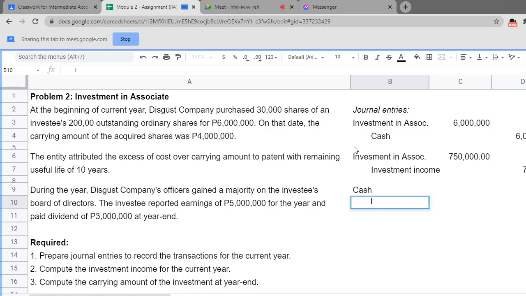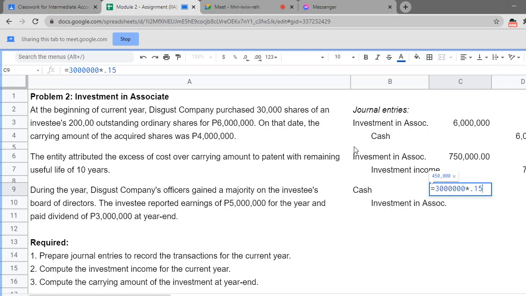And also, we received cash as a dividend. And unsa gayto ba sa dividend? Credit your investment in associate. And nag-distribute sila 3 million pero 15% lang ang ato diha. So, we received cash of 450 million.